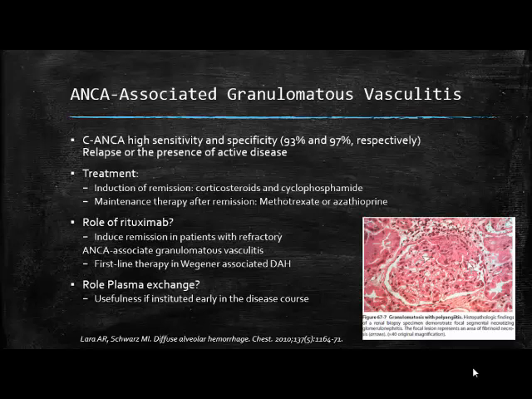I'll be talking a little bit about treatment here, but later I'll be talking more on the broader picture regarding treatment for most of DAH. So treatment will include induction as well as maintenance, and the induction of remission in this population is through corticosteroids and cyclophosphamide, and for maintenance therapy you could use methotrexate or azathioprine. And there is a role of rituximab, mainly in those patients who have refractory vasculitis. The role of plasma exchange is useful if thought of and instituted early in the disease course.